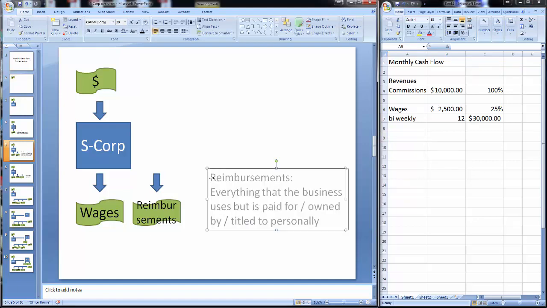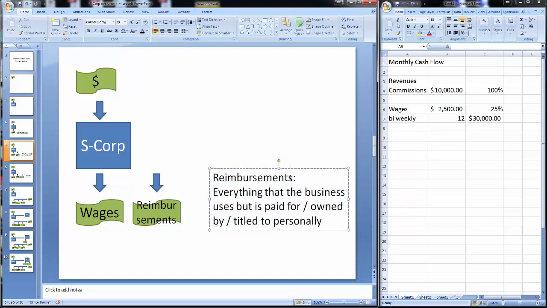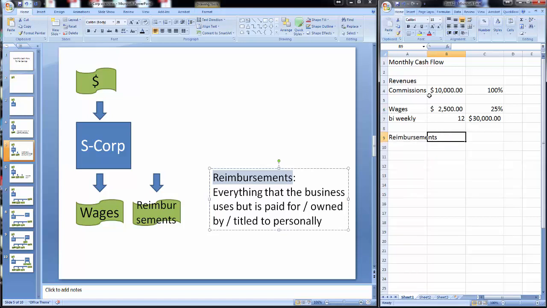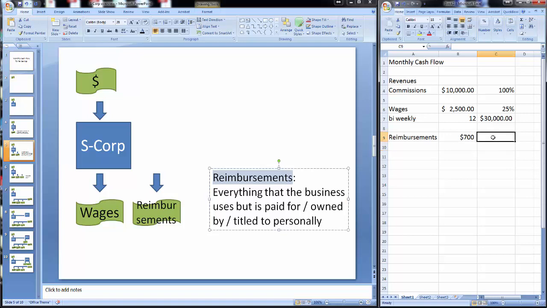All right, so your reimbursements, how much are those going to be? Well, it's different for everybody. Let me just give you an idea, an example of how much it could be. Let's say between your office and home and your vehicle expenses and your cell phone, it's, I don't know, let's say $700, all right? So let's say that's 700 bucks. This could be different for everybody. Okay, so what's next? So we have our money flowing into our S corporation. We're paying some in wages. We're paying some in reimbursements.